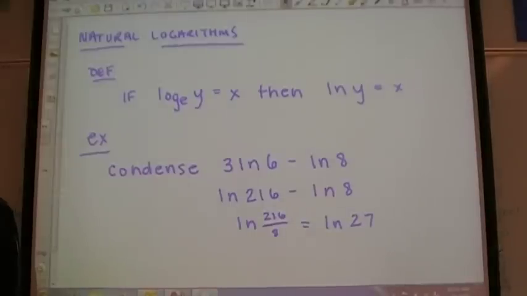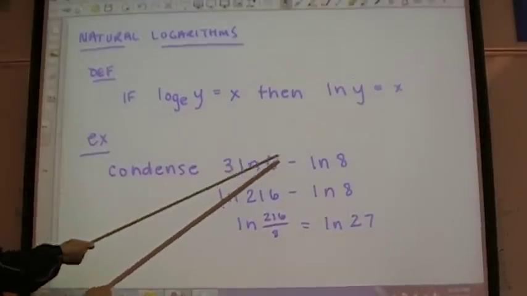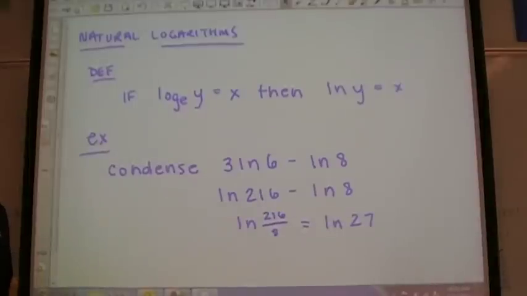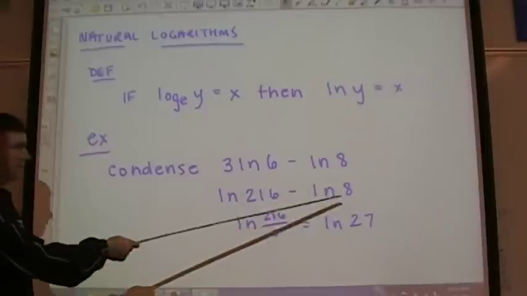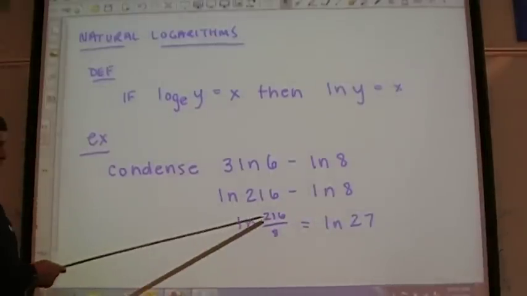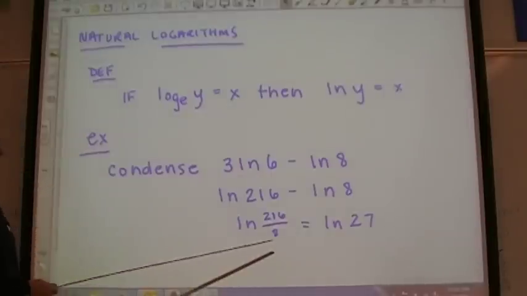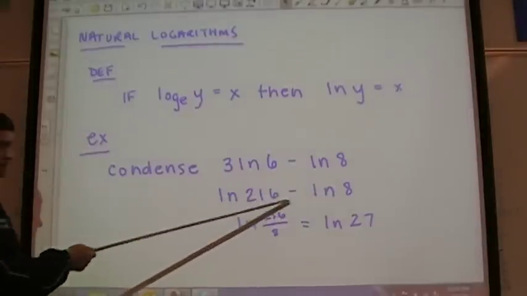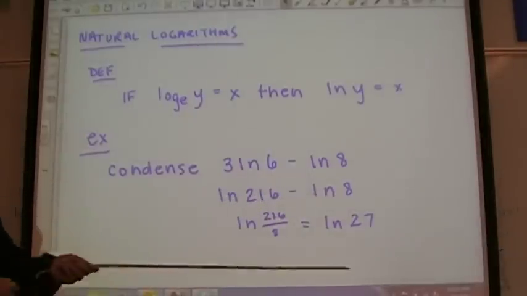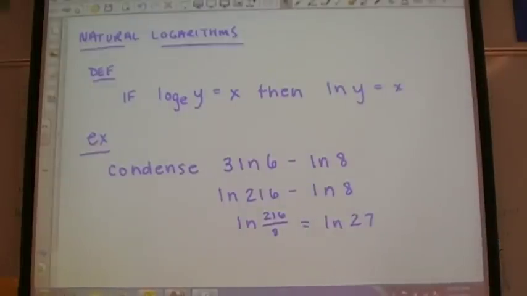I brought the 3 up here. So we have 6 to the third, which is 216. Okay? Minus ln 8. What goes with subtraction? Division. So when I divide 216 by 8, I get 27. Don't subtract these numbers, divide them. And there's your final answer, ln 27. So that's just using the same 3 properties that we've used before.